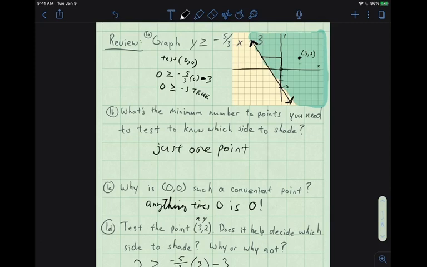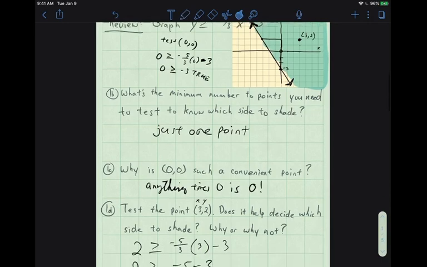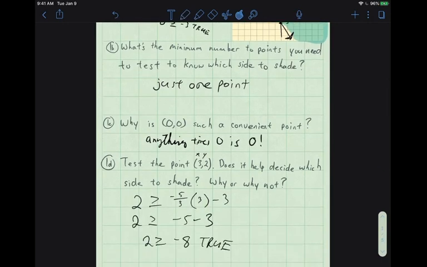So any point can help you. This one involves a little bit more math, and that's okay. 0, 0 just makes for a much shorter time. That's our review problem. Now we move on to the new stuff.